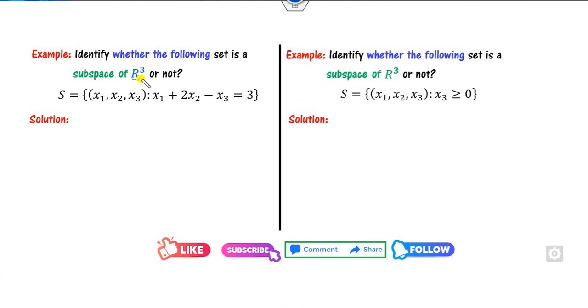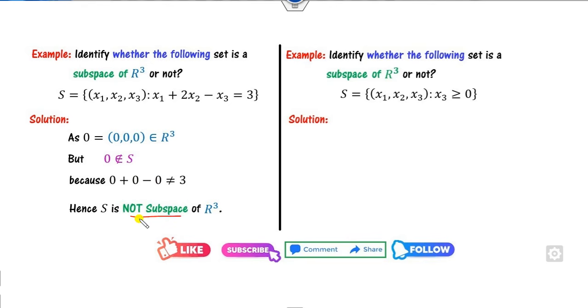Okay, again it's R cubed. I can choose the 0 element firstly. 0 is part of R cubed. Now check whether this satisfies the given requirement. 0 plus 0 minus 0 is equal to 3? Not satisfied. So if it is not satisfied, 0 is not part of S. Hence it is not a subspace.